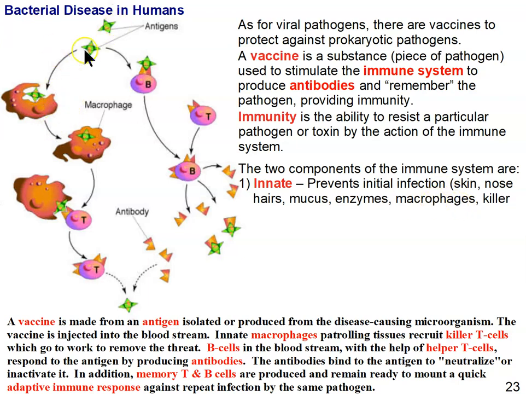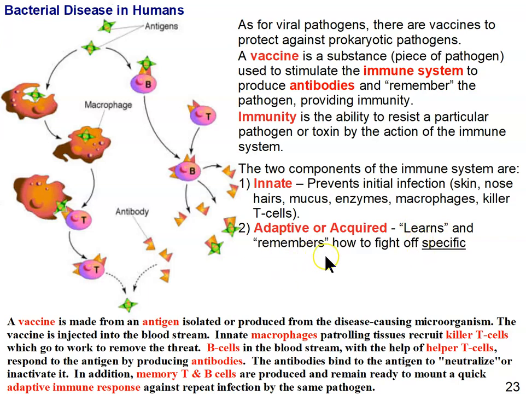Macrophages are patrolling and eating invaders, pathogens. Killer T cells are going around destroying cells that have been infected. So that's all part of your innate immune system. But then we have the adaptive or acquired immune system, and that's the part that is involved in vaccination. That's what makes vaccination work. It learns and remembers how to fight off a specific pathogen. Specific. So you probably have heard you never get the same cold twice.